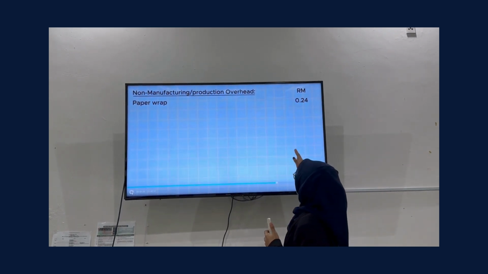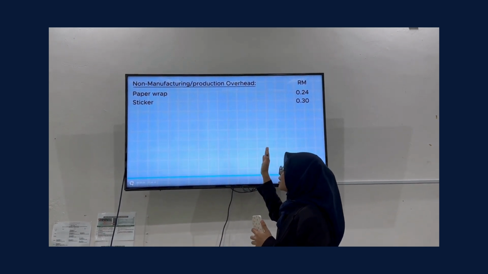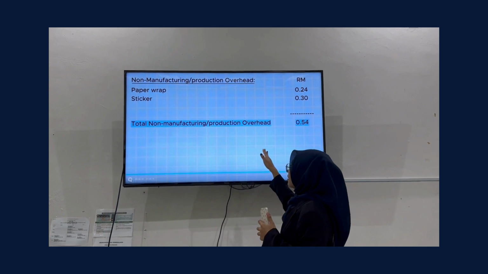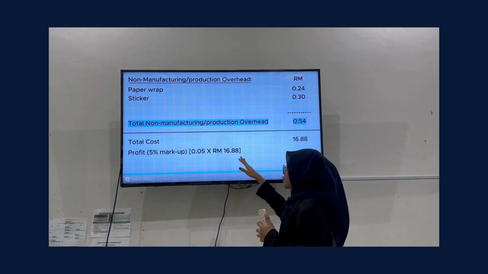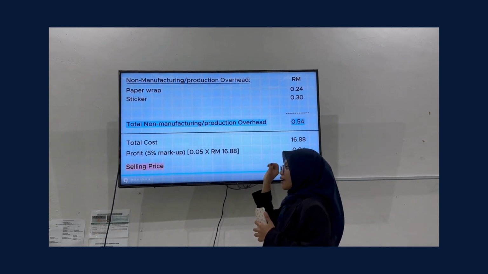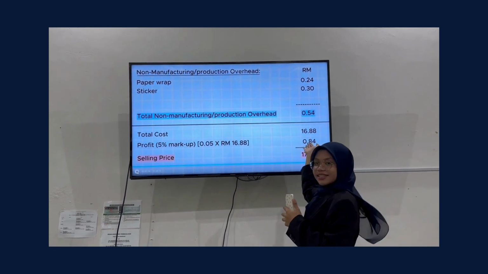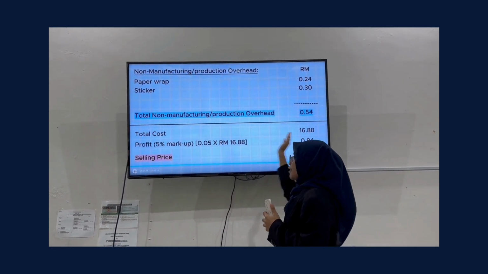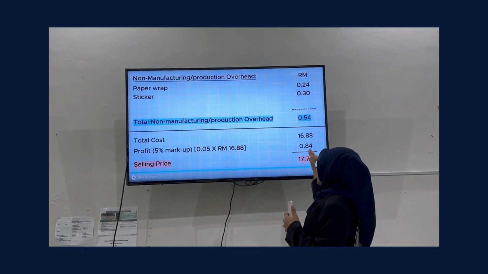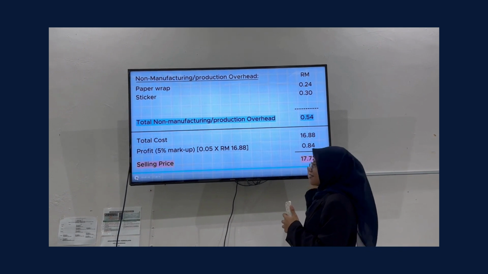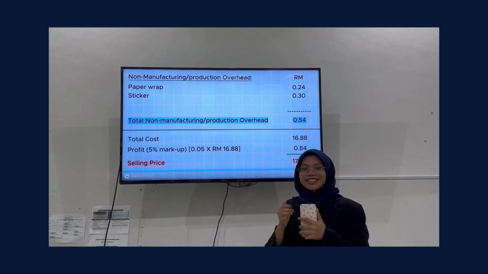Next is the non-manufacturing production overhead. The first is paper wrap, which costs 24 cents for one product, and sticker for 30 cents, and the total non-manufacturing overhead is 54 cents. The total cost, which includes the non-manufacturing overhead, manufacturing overhead, and prime cost, is RM16.88. The profit is 5%, which is 84 cents, and the selling price is RM17.72.